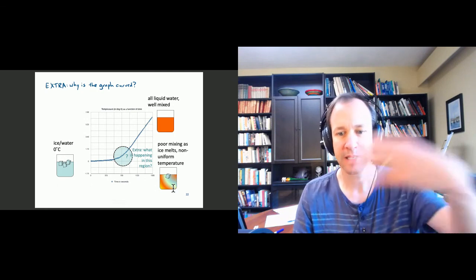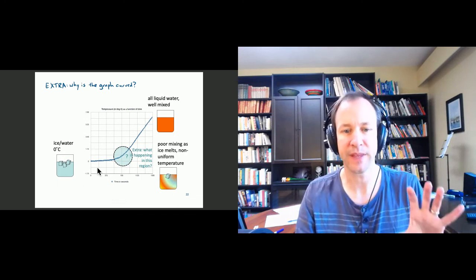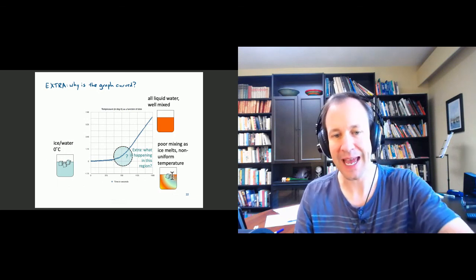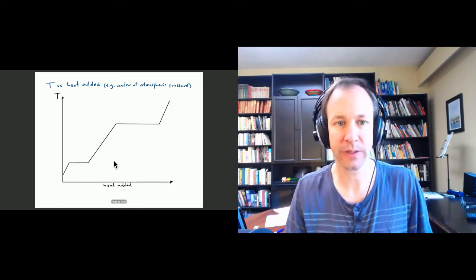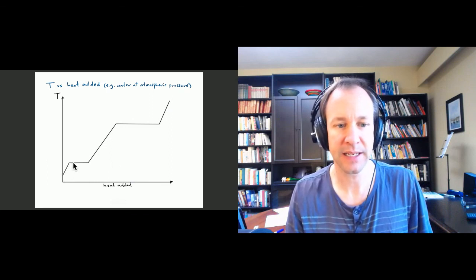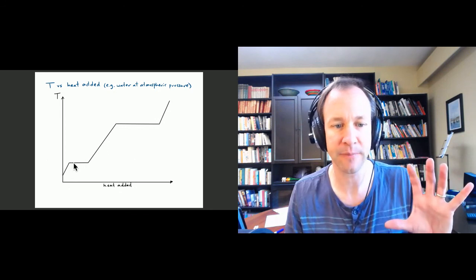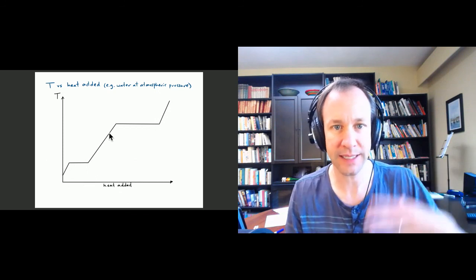Or if you kept mixing very carefully, and you're adding energy slowly, then you would find a more perfect shape. And that would be something like this. So it would look like, say, increasing. So this maybe would be part of this diagram that we're going to see next time, where this is ice melting and then the water heating up.